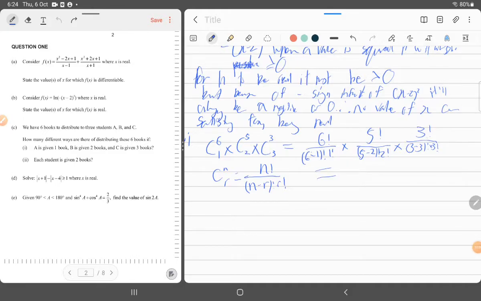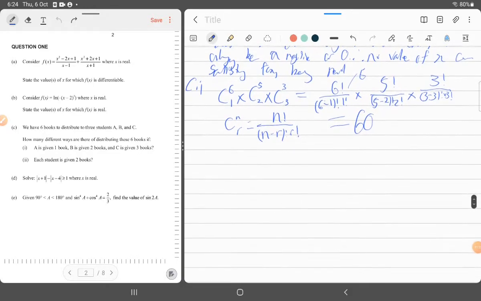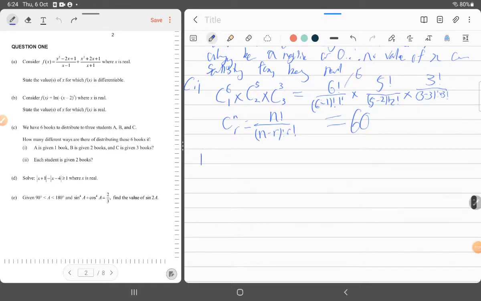So this is 6. By the way, this is actually just 6. Then 5 take away 2 factorial, which is equal to 60. So there are 60 ways to distribute the books to person A, B, and C with those conditions.